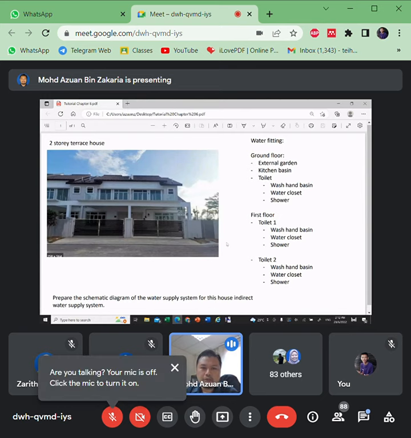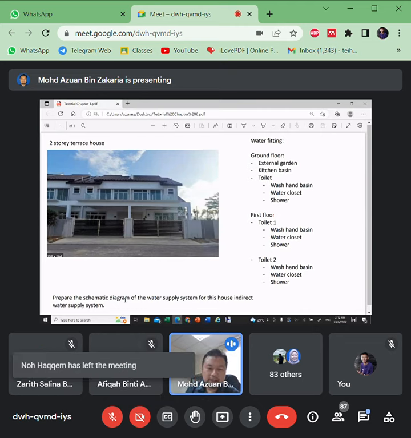Okay, to make sure you can imagine how the water flows and is distributed in this house, please prepare the schematic diagram of the water supply system for this house by using the indirect water supply system. Okay, in the previous class we already checked the types of schematic, kan. Ada schematic yang detail every pipe, ada schematic yang based on one flow. So you need to consider all these things.